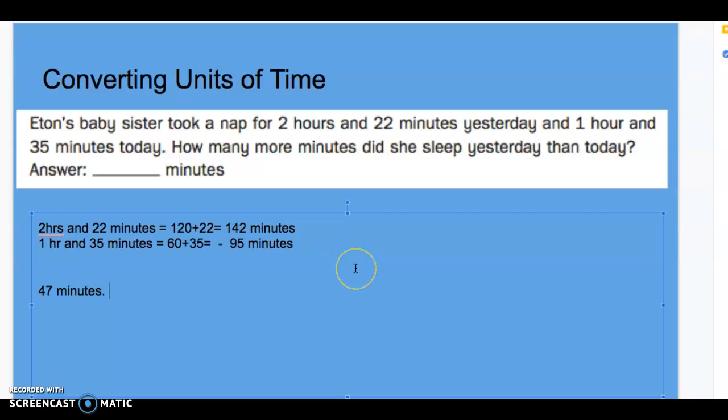Today you're going to work on solving word story problems that involve converting units of time. Make sure you're really asking yourself, what is this question asking me to do before I solve? All right, let's get started.